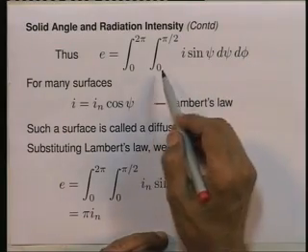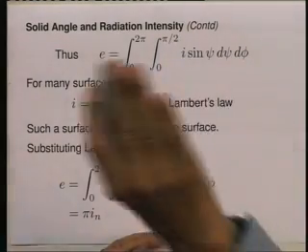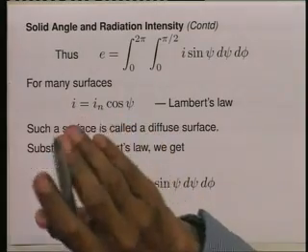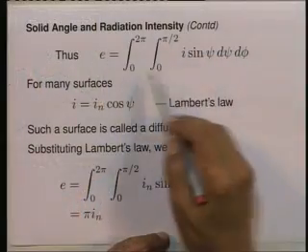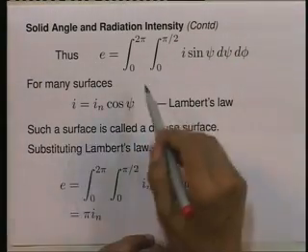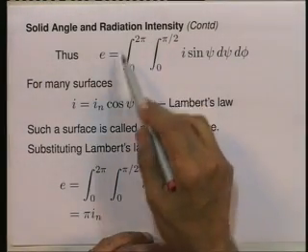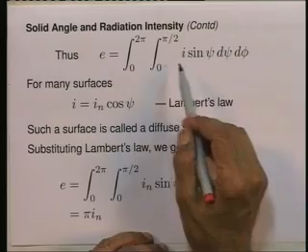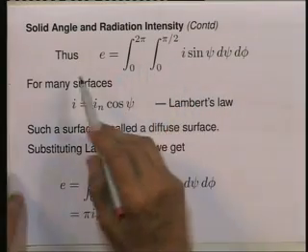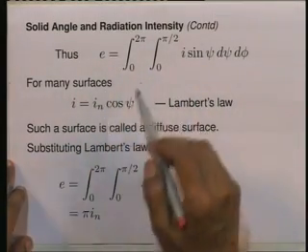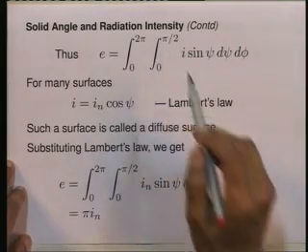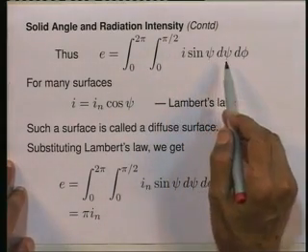Do you follow? The range 0 to pi by 2 covers the vertical direction, from the zenith down to the horizontal plane, and 0 to 2 pi covers the azimuth angle in the horizontal plane. So all the directions of a hemisphere are covered when I do this integration. So I say E is equal to the double integral, 0 to 2 pi, 0 to pi by 2, of I sin psi d psi d phi.